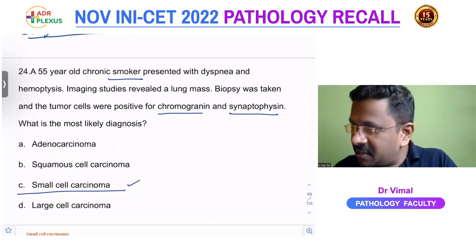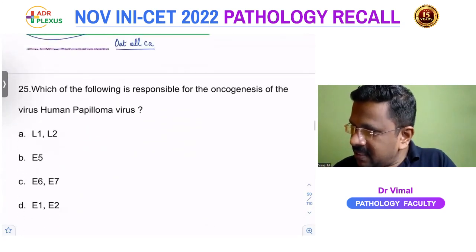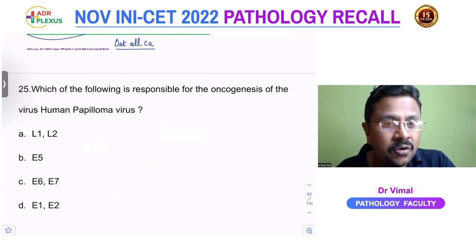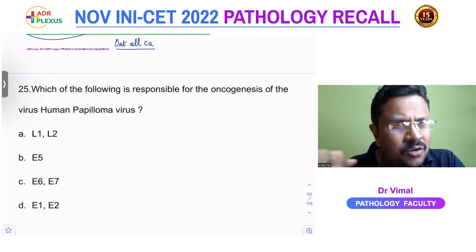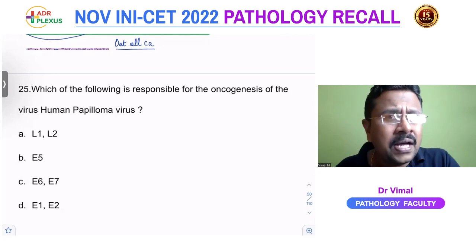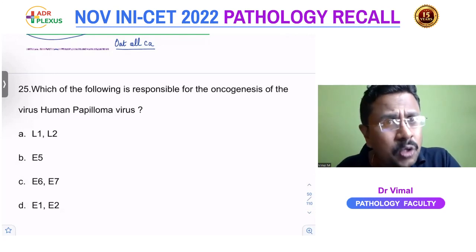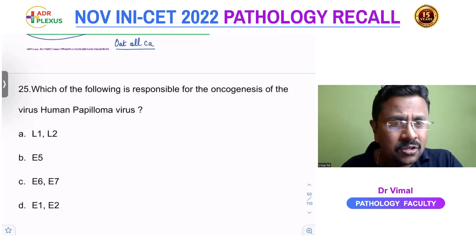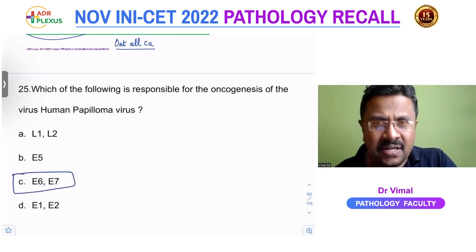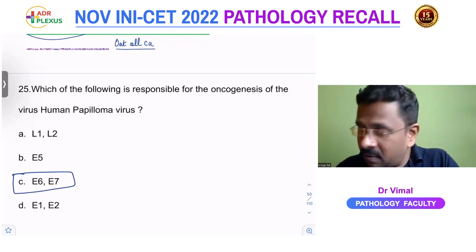The next question: which of the following is responsible for the oncogenesis of the human papilloma virus? That is, which proto-oncogenes are responsible for causing cancer in the case of human papilloma virus? With human papilloma viruses, two questions were asked, one in the morning and one in the afternoon. In the morning, they were asking about the proto-oncogenes. Oncogenesis in HPV is mainly by E6 and E7.